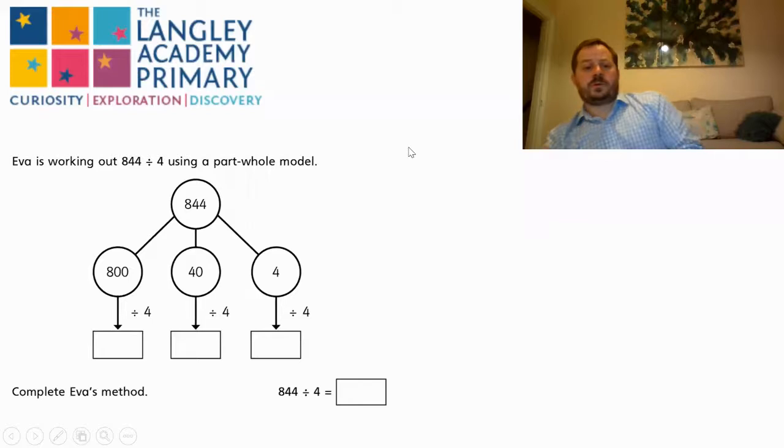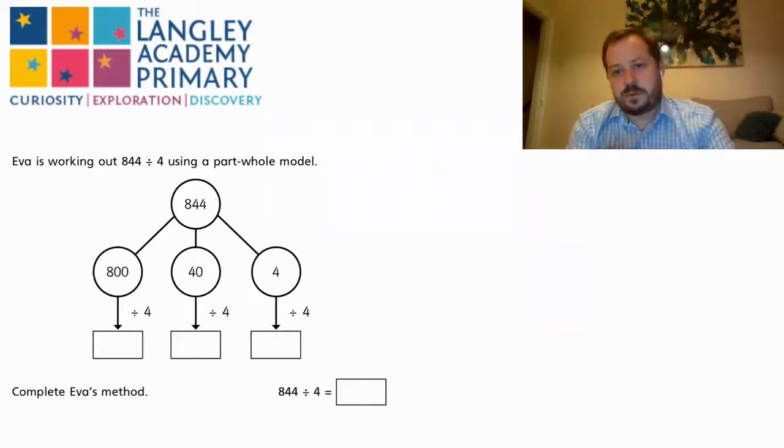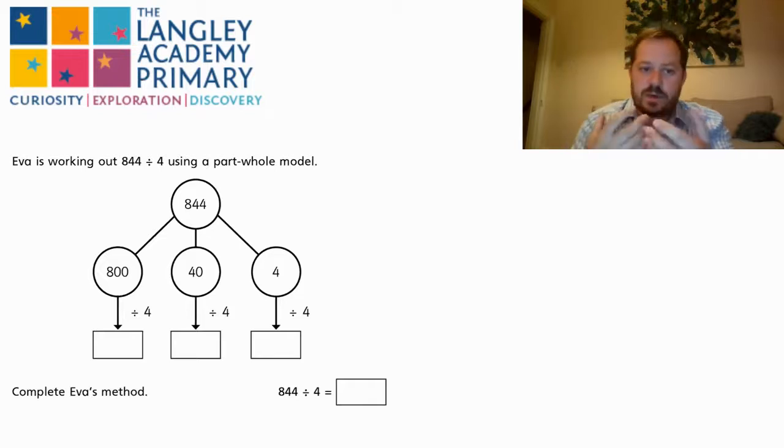Now we can also use the part-whole model to do this division using 3 digits. So in the same way that we did it before, you can see what we've done. Have a go and see what you can do. Pause now.